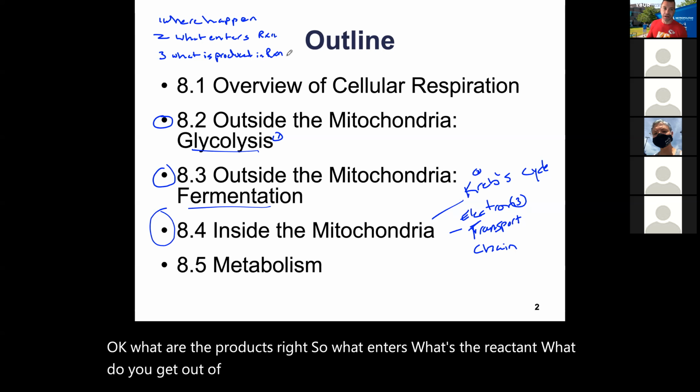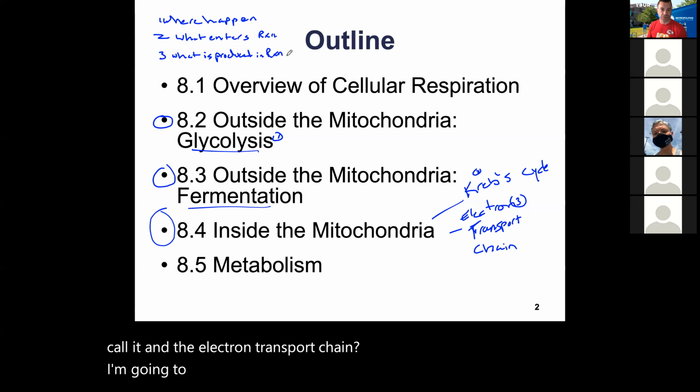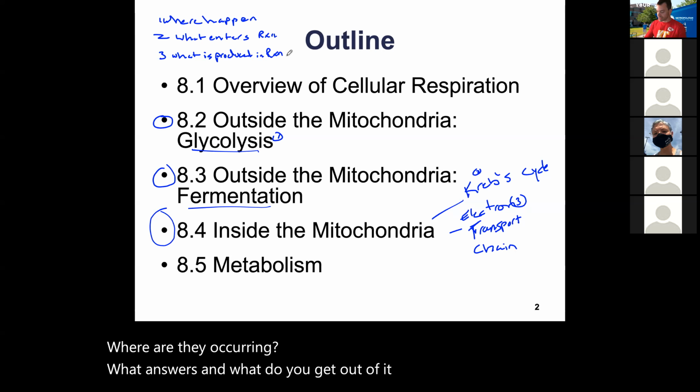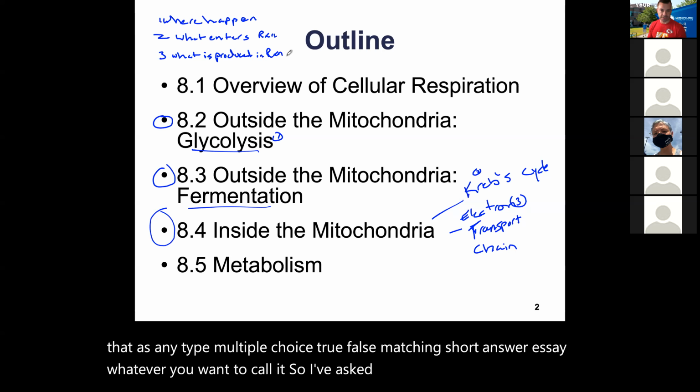The products. All right. So for glycolysis, the transition reaction, for Krebs cycle or the citric acid cycle, however you want to call it, and the electron transport chain, I'm going to be asking these questions. Where are they occurring? What enters? And what do you get out of it? All right. Obviously, I would ask it as any type, multiple choice, true, false, matching, short answer, essay, whatever you want to call it. So I've asked them all different ways, all right?